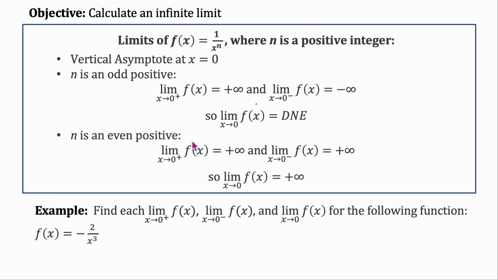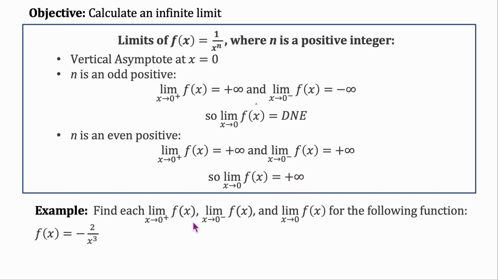Now, if n is an even positive, as we approach 0 from the right, we would be heading to positive infinity, so this limit would be positive infinity. As we approach 0 from the left, we would also be heading to positive infinity. So that means that we can designate the limit at 0 as positive infinity. Now, taking all that into consideration, let's take a look at some examples.